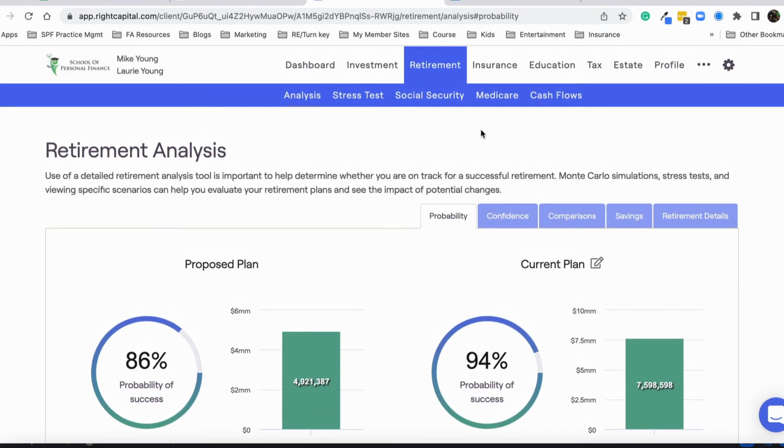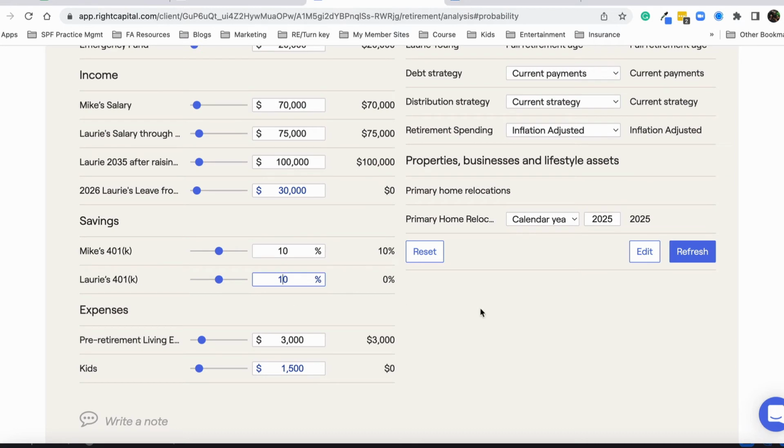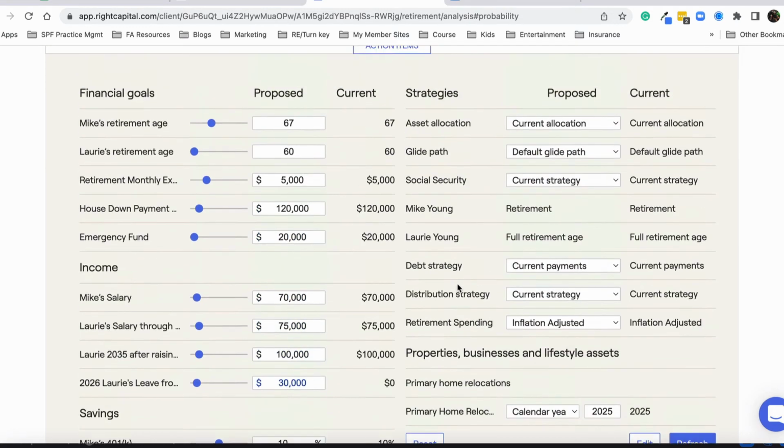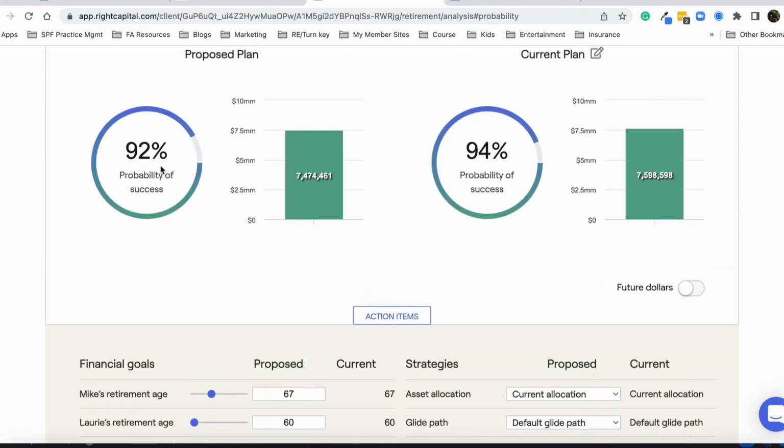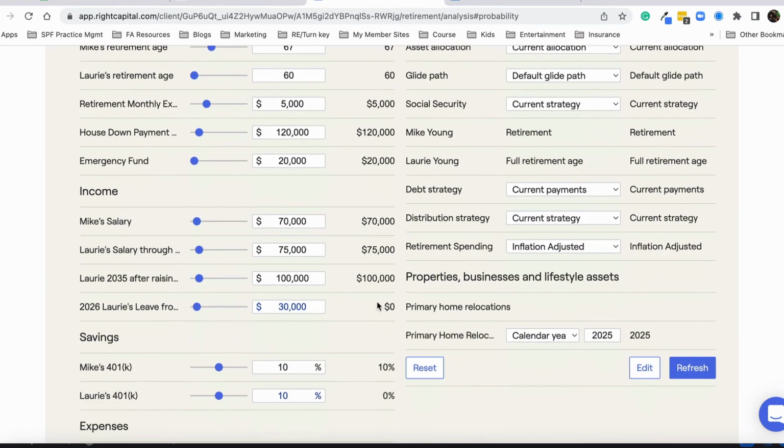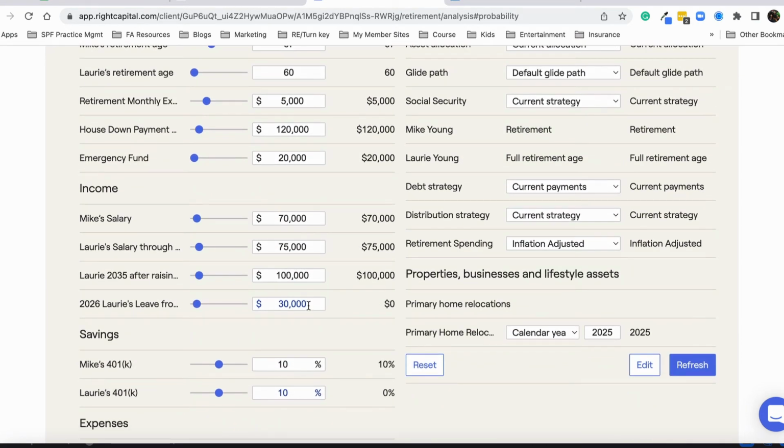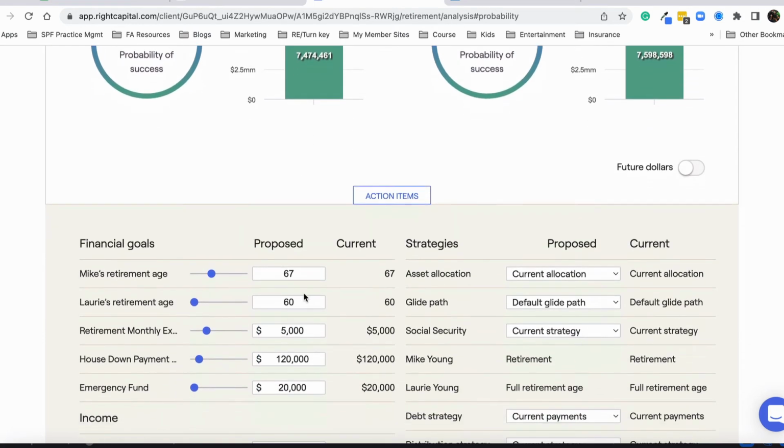Another thing that we could look at real quick is, what if Lori starts contributing to her 401k and she does in fact get that match? So let's say that Lori is going to do 10% into her 401k. We click that refresh button, and yeah, that brings it up to 92%. So now we're in business here, right? Now we have Lori making $30,000 a year during that 10-year period. Then she goes back to work, she starts at $100,000, and we have her retiring at age 60.